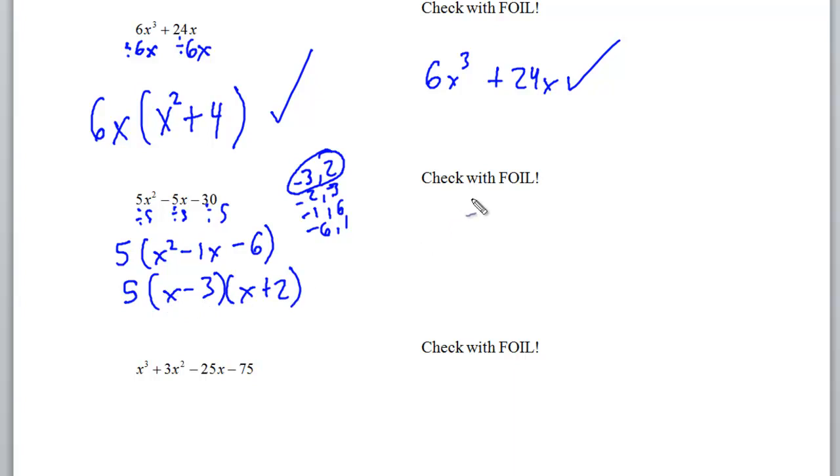Now, I can check this with FOIL. If I check it with FOIL, I will write the problem out again. According to order of operations, it's best to start with parentheses.